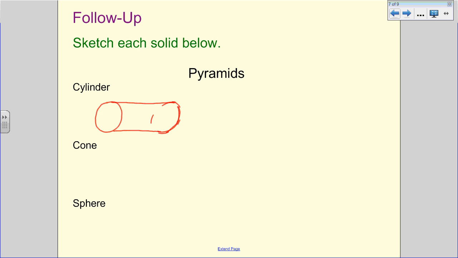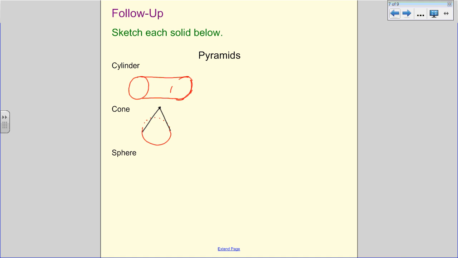A cone is like an ice cream cone. You've got a circular base, so you've got a circle. And you've got the back side that you don't see. And it comes up to a point, like a pyramid. And then a sphere is almost like 2 circles. You've got a circle going this way. And then to show that it's a sphere, we're going to come out, and then we're going to dash around the back side. So that's what our spheres will look like.